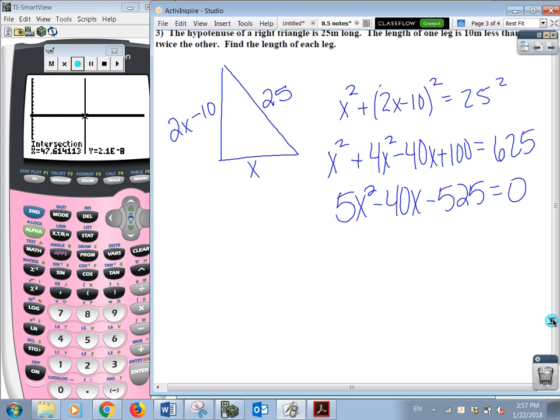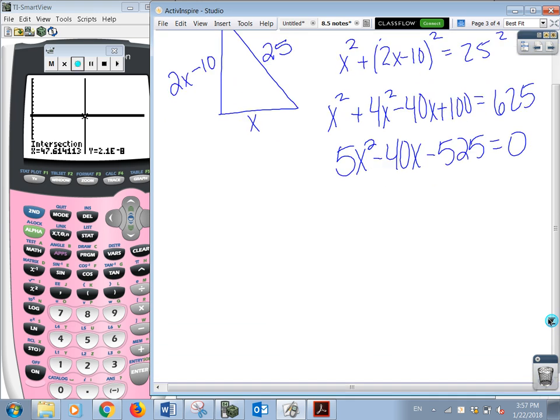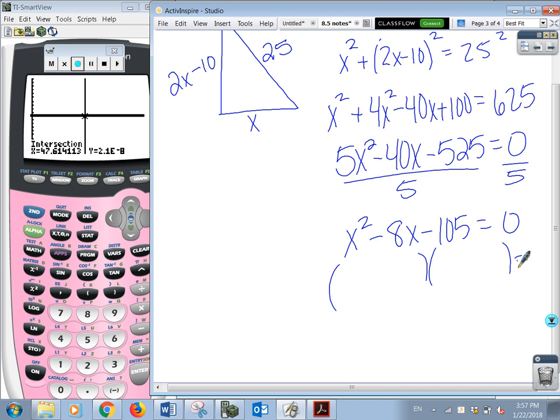All it is a quadratic. Now, because we're solving, only because we're solving can we divide by 5. So we get x squared minus 8x. If we were just factoring, we wouldn't be able to do that. So x and x, you need factors of 105 that gets you 8. So a negative 15 and a plus 7, so x equals 15 and negative 7.